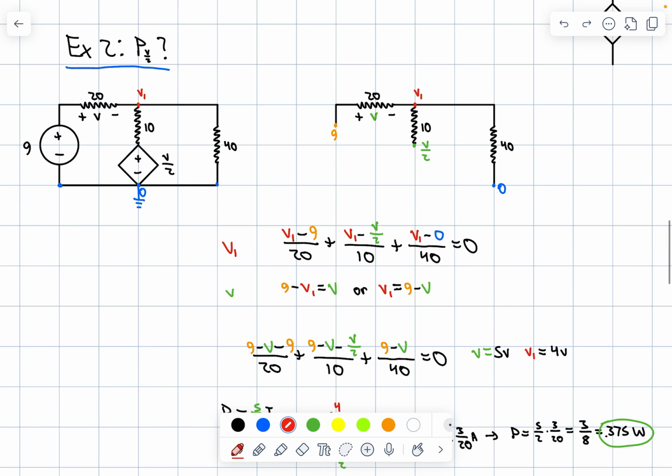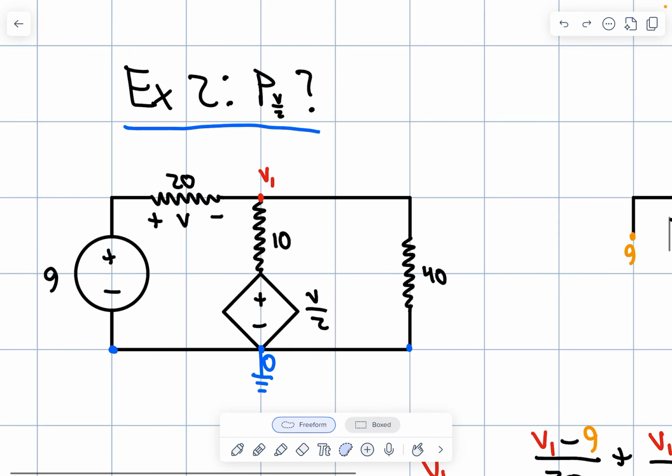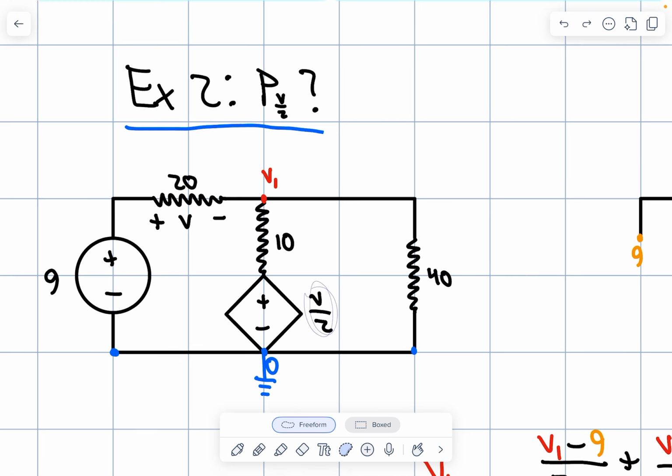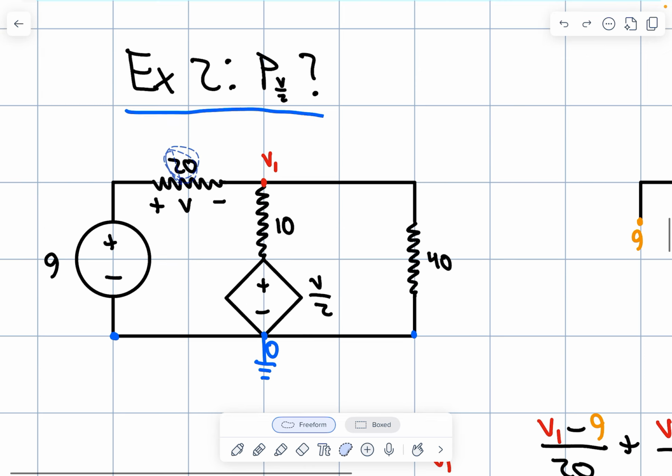All right, in this second example, I'm going to show you how I do these problems really, really fast. I'll show you my thought process. This is a simpler example, but it will allow me to get my point across a lot easier. So let's go through that. In this example, we want to find the power associated with this V over 2 power source. So how are we going to do that? Well, what is V over 2? It's marked here. V is the voltage drop from this 9-volt source to V1, which I've marked for us, to this node here, over this 20 ohm resistor.